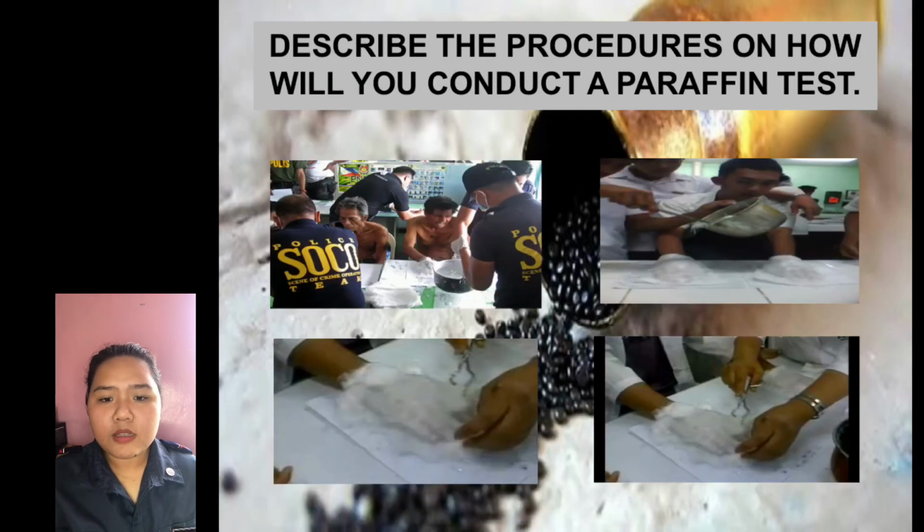So the last topic is to describe the procedures on how you will conduct a paraffin test. The paraffin test is a method of finding gunshot residue, or GSR, on the hands of a possible shooting suspect. The tester will dip the suspect's hands in melted wax. When the wax has had time to cool, the suspect is left with white wax gloves. The wax is then peeled off the hands and examined for flecks of evidence that the suspect has recently shot a firearm. That's all for the day.